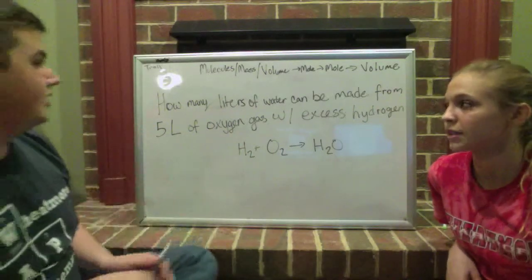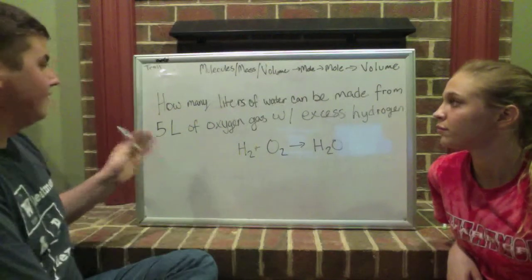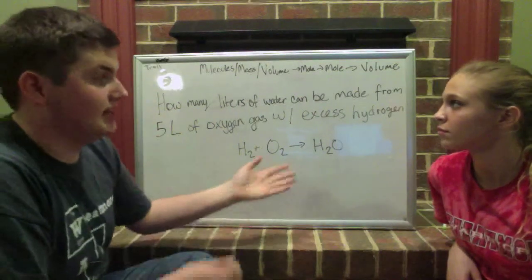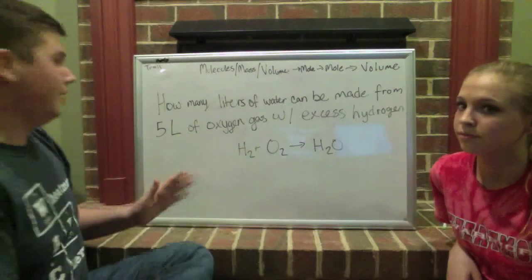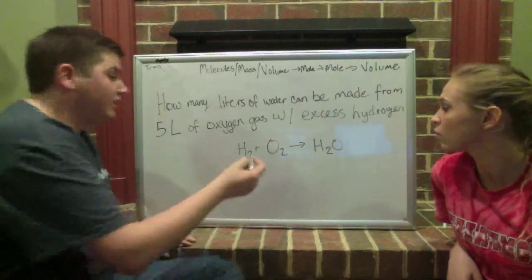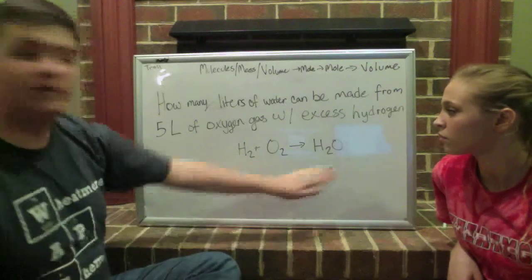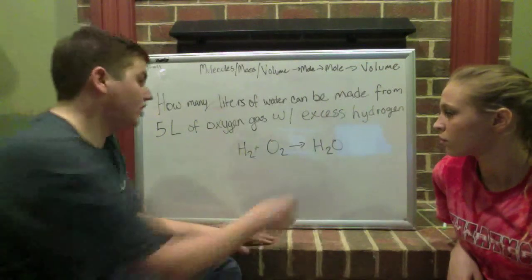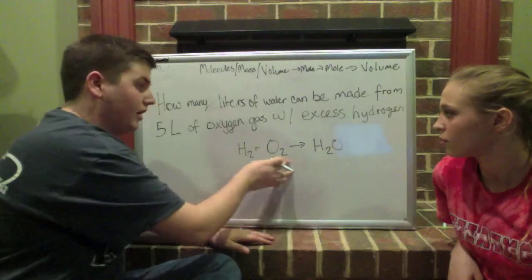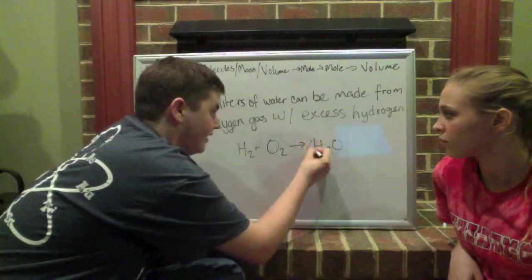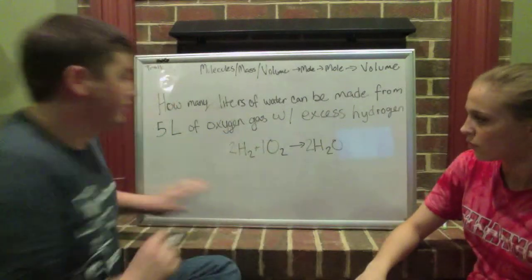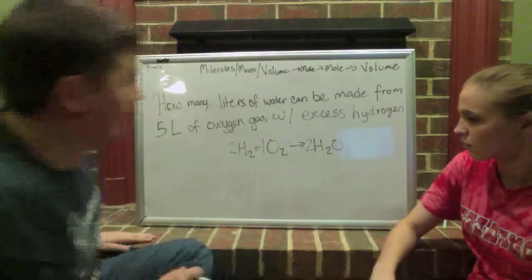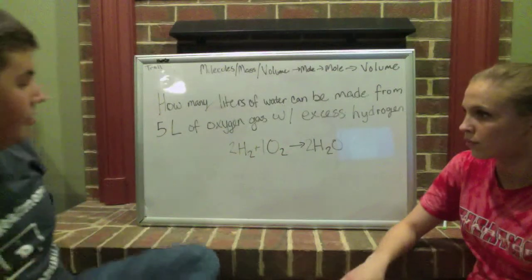So our problem reads, how many liters of water can be made from 5 liters of oxygen gas with excess hydrogen? We'll talk about this word excess later, but for now, don't worry about it. Alright, so first we need to balance our equation. We have 2 H's over here, 2 H's over here. We're good. But we only have 1 O. We have 2 O's here, so we're going to need to add a 2 right there. And then we'll need to add a 2 right here to then balance our H's. So now we're completely balanced, and we'll be able to get our mole ratio.